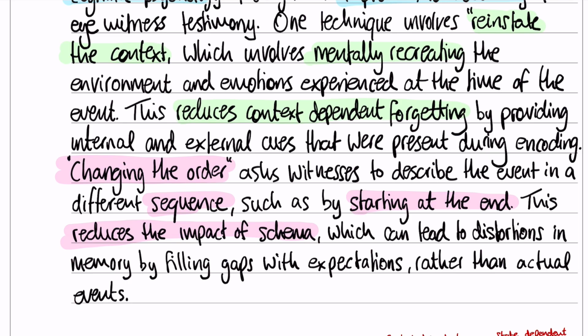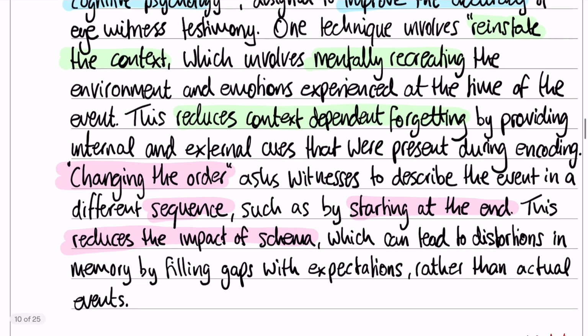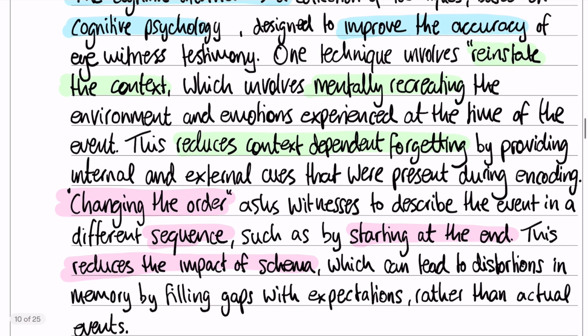That's another way of doing it, but please be aware that it is very clear on the mark scheme. If you simply list the aspects of the cognitive interview, you're not going to get above 2 out of 6. Okay, so you do have to give some detail and describe and explain what is going on here.